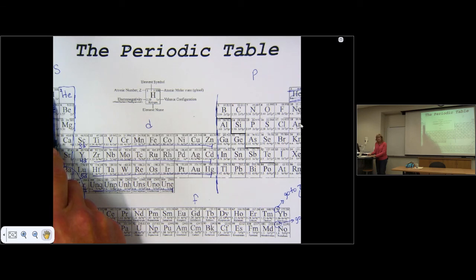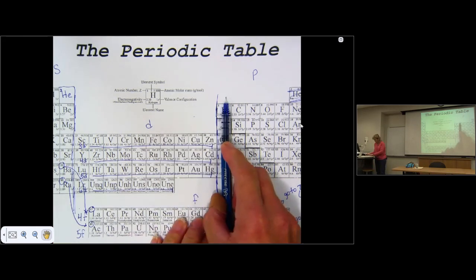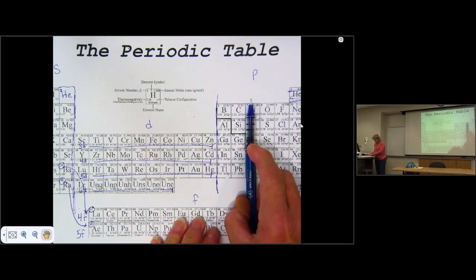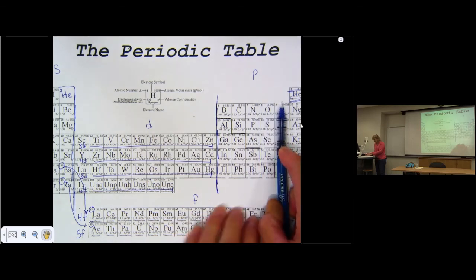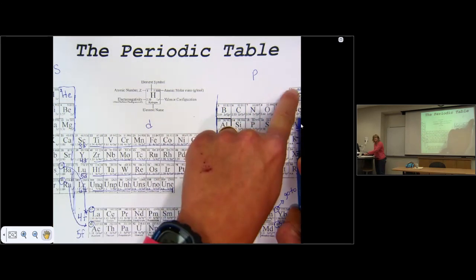Tell me about this column. 2 valence electrons. What about this? 3, 4, 5, 6, 7, 8. And then helium only has how many? 2. But it's here because it's got a full outer energy level.